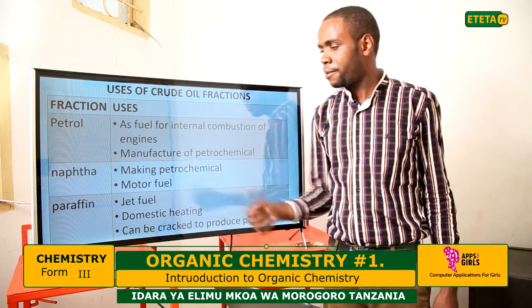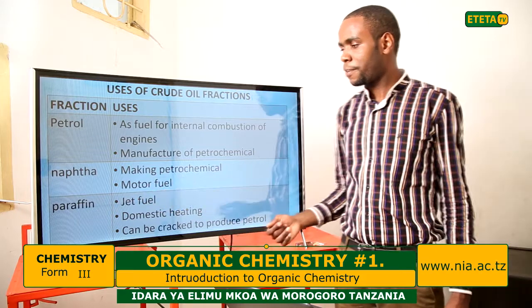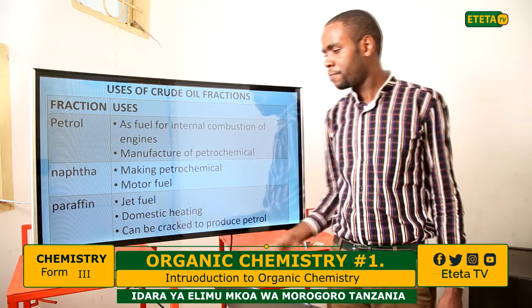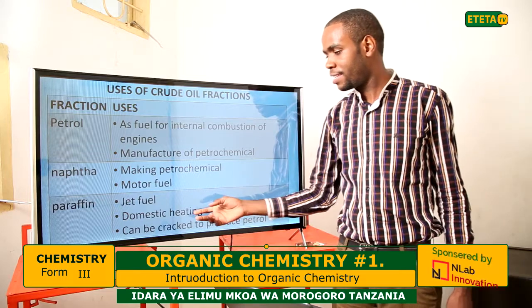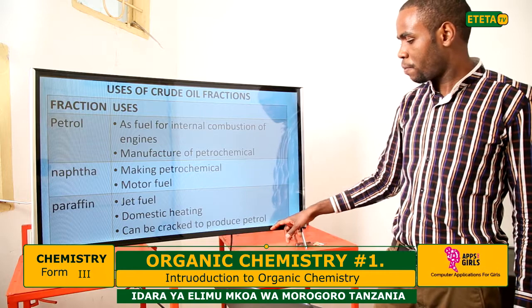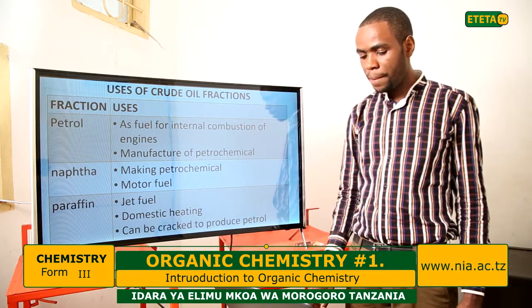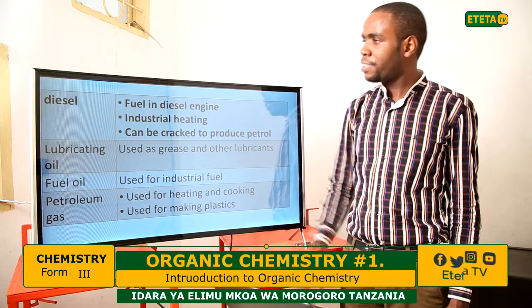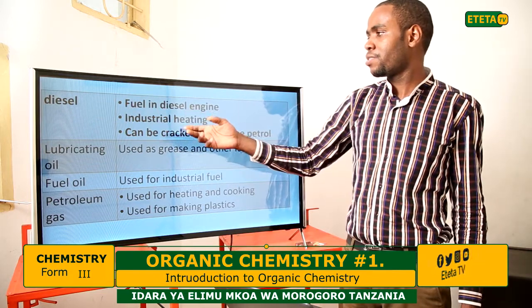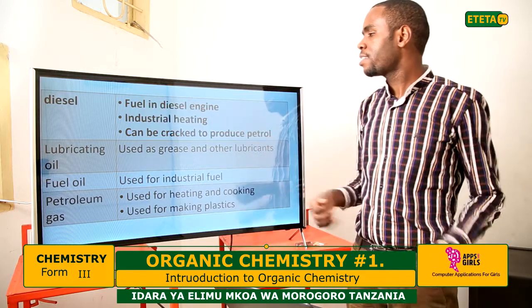Another is paraffin. This is used as a jet fuel. Paraffin is a kerosene. So as a jet fuel, it is used for domestic heating. It can be cracked to produce petrol. Another is diesel. This diesel is used as a fuel in diesel engines.